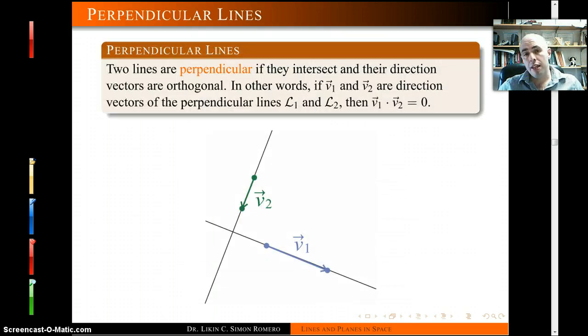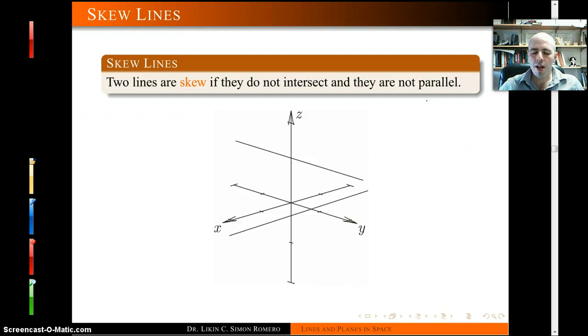Perpendicular lines: if the direction vectors are perpendicular, then the lines are perpendicular. Remember that in order to find if two vectors are perpendicular, you just take the dot product and verify that it is equal to 0. Skew lines are lines that do not intersect and they are not parallel.